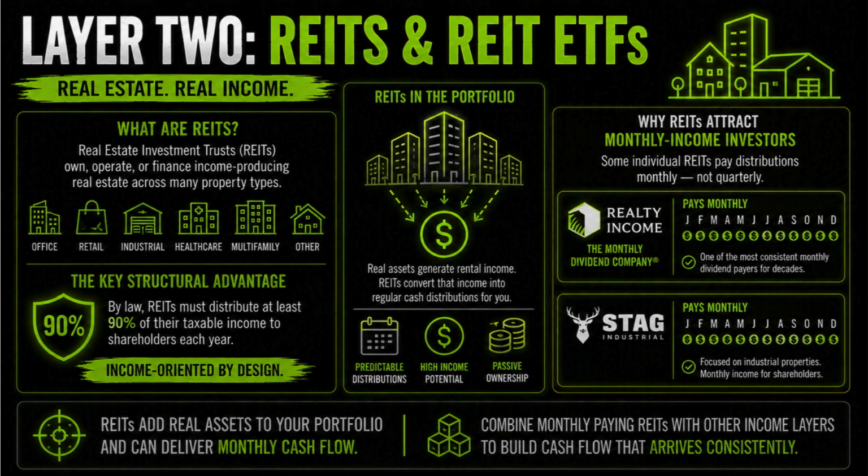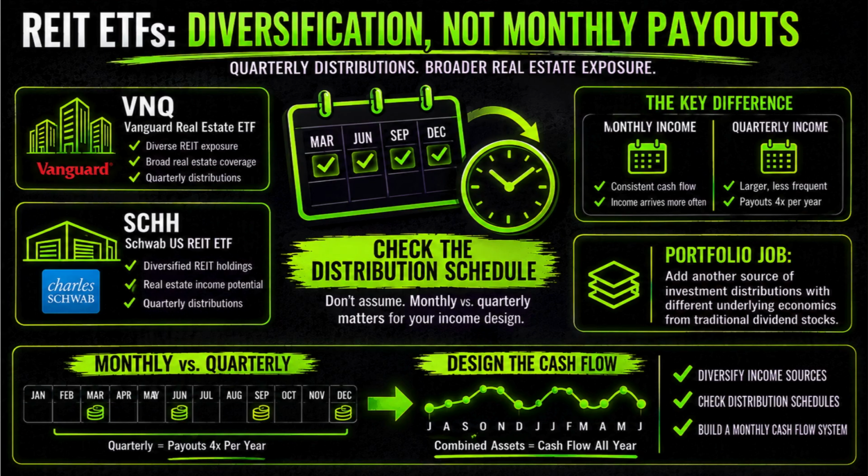Here's why REITs attract monthly income investors specifically. Some individual REITs pay distributions monthly rather than quarterly. Realty Income, branded as the monthly dividend company, has paid a monthly distribution for decades. Stag Industrial also pays monthly. These are the specific REIT securities that can add a literal monthly income payment to a portfolio.